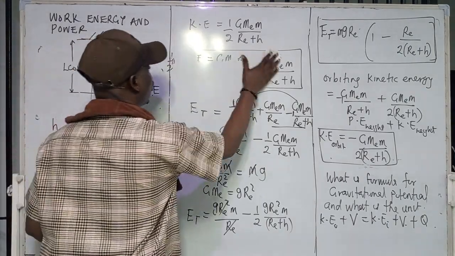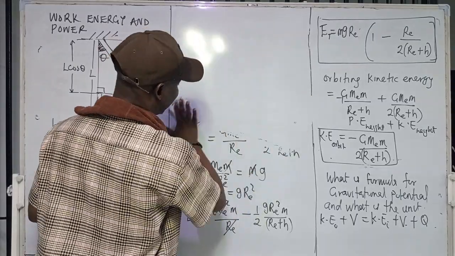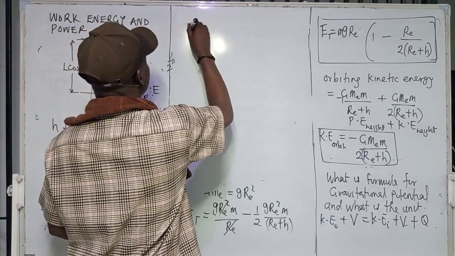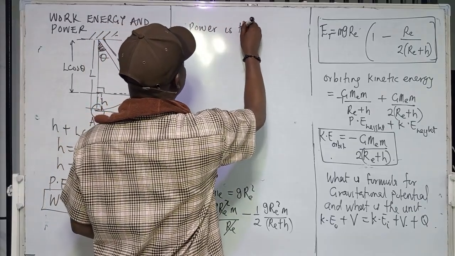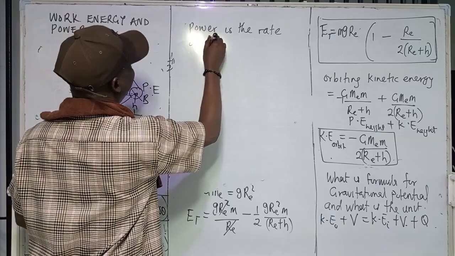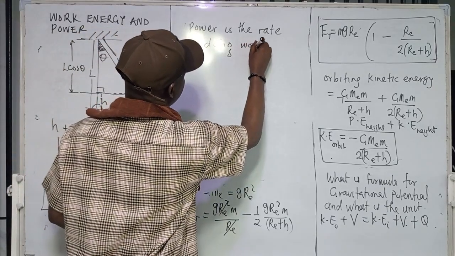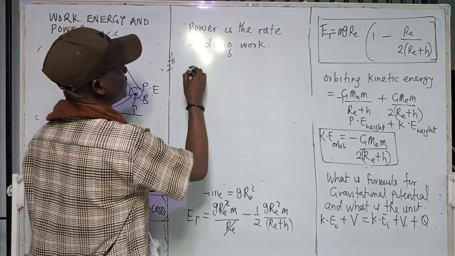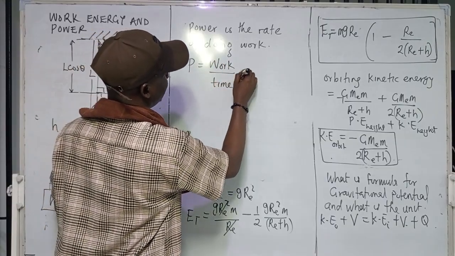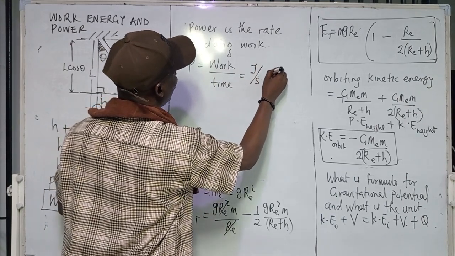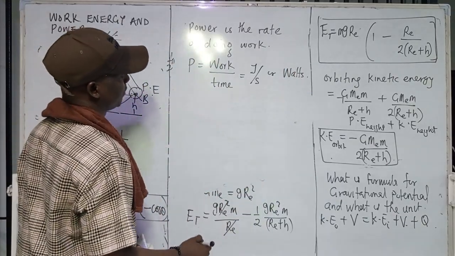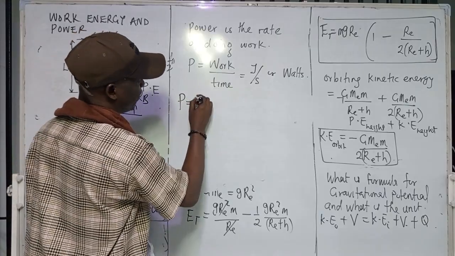The last one, to call it a day, is power. Power is the last one. Somebody say power. Power is the rate at which work is done. Power is the rate of doing what? Work. Mathematically, power is equal to work over time. It is measured in joules per second, or watts. These are the standard units of power.